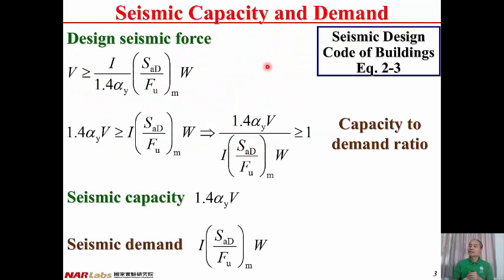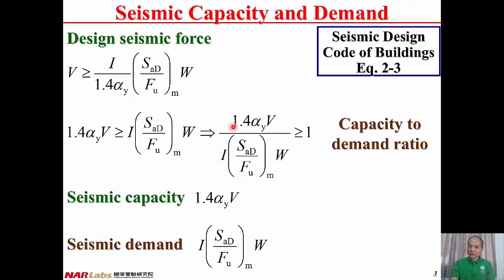From seismic design codes of buildings, equation 3-2, we have the design seismic force, because design seismic force is the minimum requirement to design a building. Therefore, we have this inequality. After arrangement, we arrange the inequality, then we have the division here.